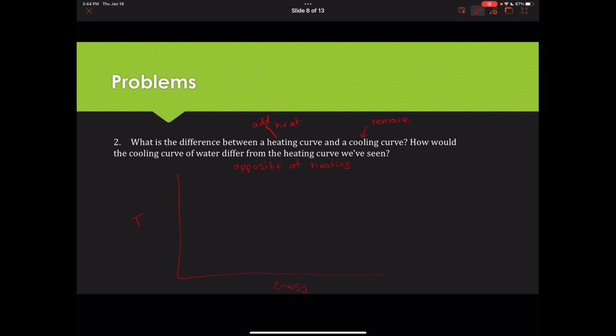So instead of starting at a low temperature, we would start at a high temperature. Let's see our plateau as we remove heat. Drop until we reach 0. Then we see our plateau again, and so on. So it's just the opposite. We're going to find our different points the same way. So where these meet, this is where condensation occurs. If we're cooling, where these meet, this is where freezing occurs. Again, if we're cooling.